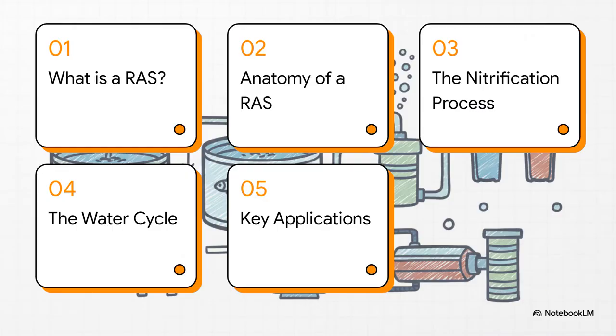So, here's our game plan. First, we'll get a solid definition of what a RAS actually is. Then, we're going to trace the journey of water through a commercial system, piece by piece. We'll take a special look at the all-important nitrification process, recap the entire water cycle, and then finish up by exploring where and why RAS is used in the industry today.